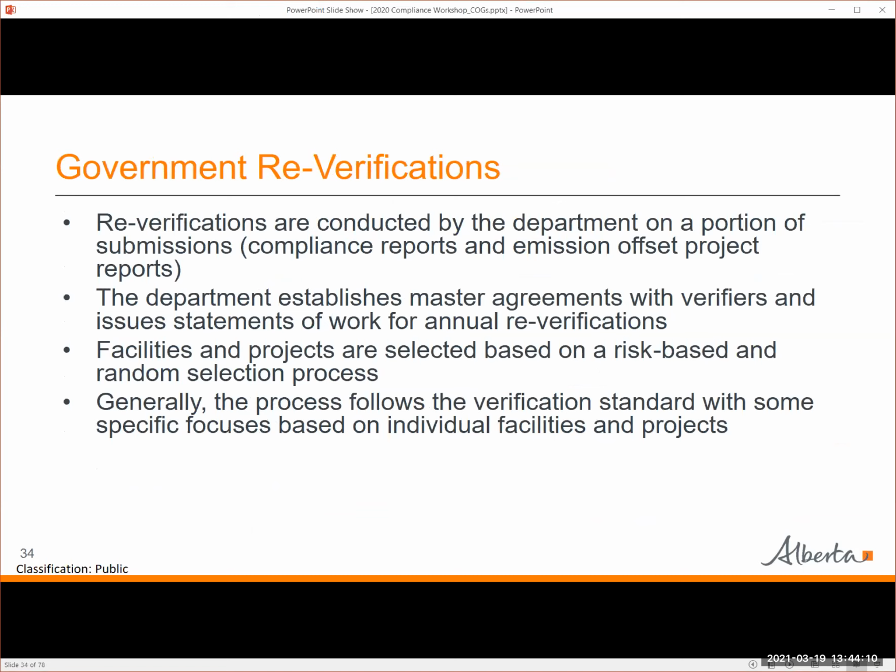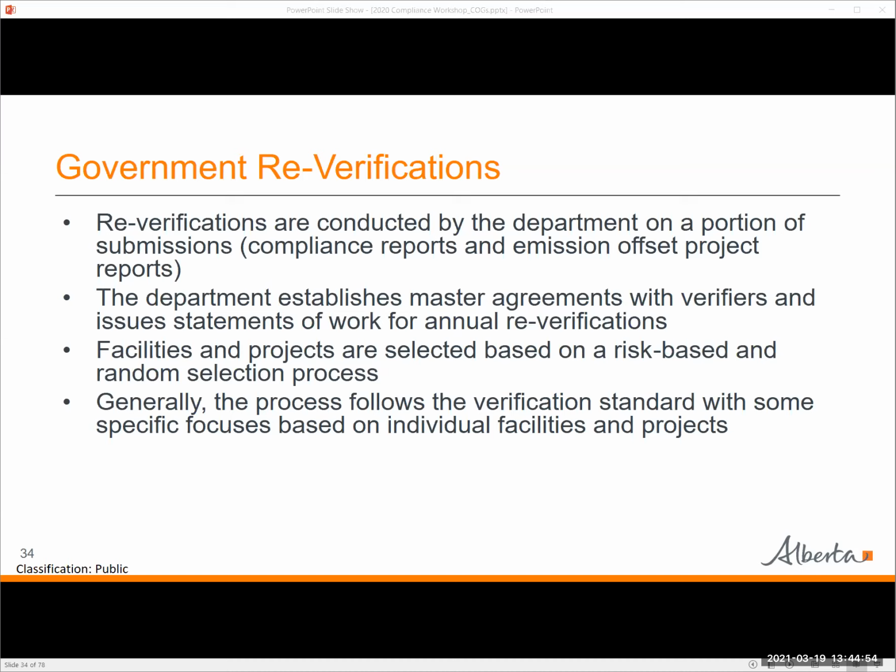Okay, lastly, we just want to talk a little bit about the government re-verifications that we perform by the department. So we do conduct re-verifications on a portion of submissions of compliance reports and emission offset reports that are provided to the department. The department has established master agreements with verifiers that we would retain for different re-verification projects, and we would issue what is called statements of work to pre-qualified vendors to conduct these annual re-verifications.